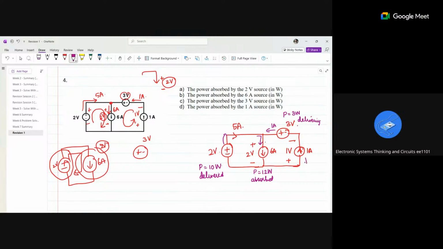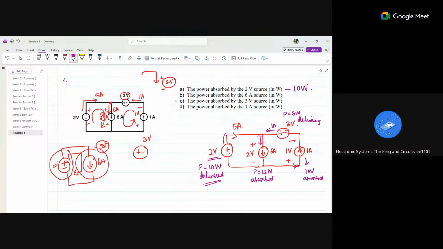Then this one, the current is entering the positive terminal, so it is 1 watt absorbed. Basically the voltage sources are delivering power, and the current sources are absorbing. Absorb from positive and deliver from negative. The 2 volt source is actually delivering. In the question they are asking for absorbed power, so it is minus 10 watts.